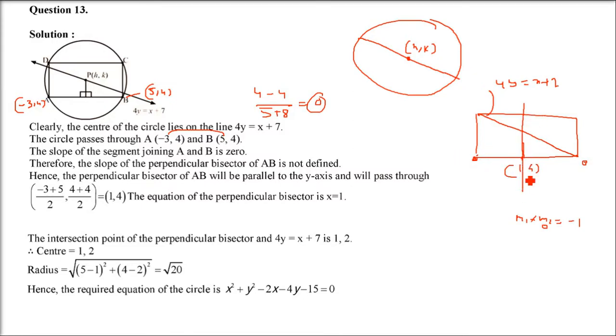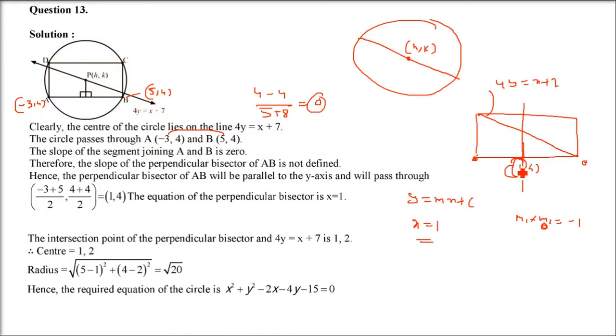Only x will come, because the line is parallel to the y-axis, only the x coordinate will appear. So the equation is x equals 1. The equation of this line, perpendicular to AB, is x equals 1. You have to understand, slope 0 means parallel to the x-axis. The line perpendicular to that will be parallel to the y-axis, so only x will come. So x equals 1 is the equation of the perpendicular bisector.